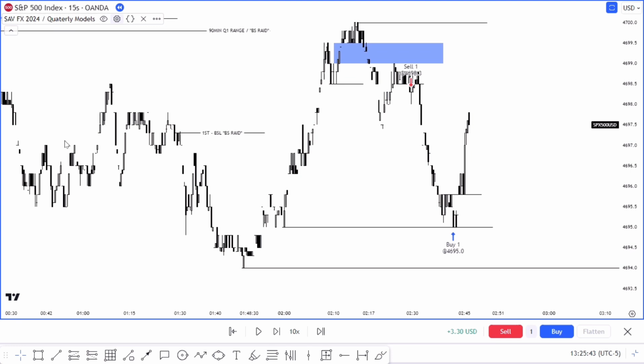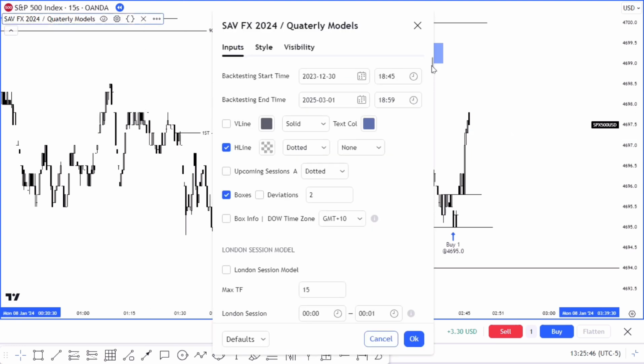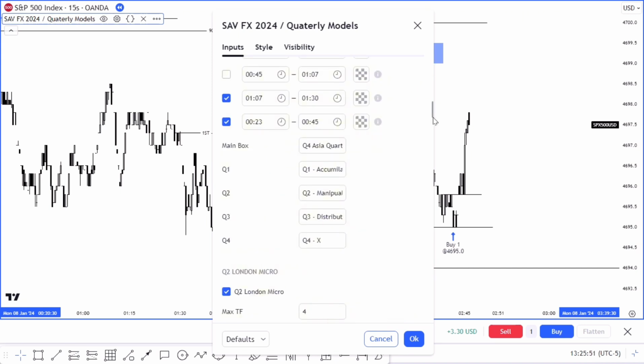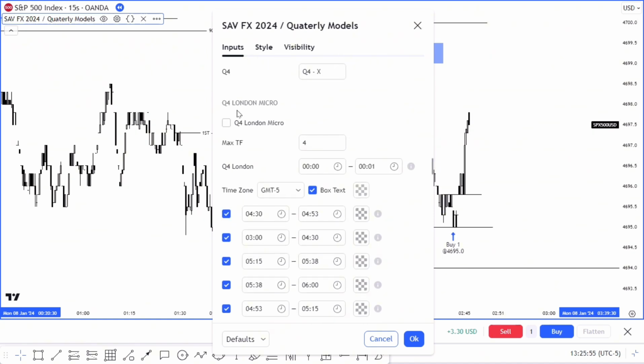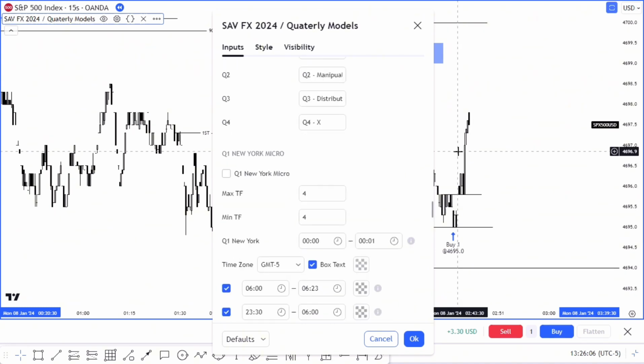All the times are provided within this indicator for the different sessions, but you need to understand the concepts to fully understand it. You need to know what Q4 London Micro is. I've taught that. Q3, I've taught that. New York, I've taught that. I've taught everything. You just need to go back and do your tests and fully understand it, right?